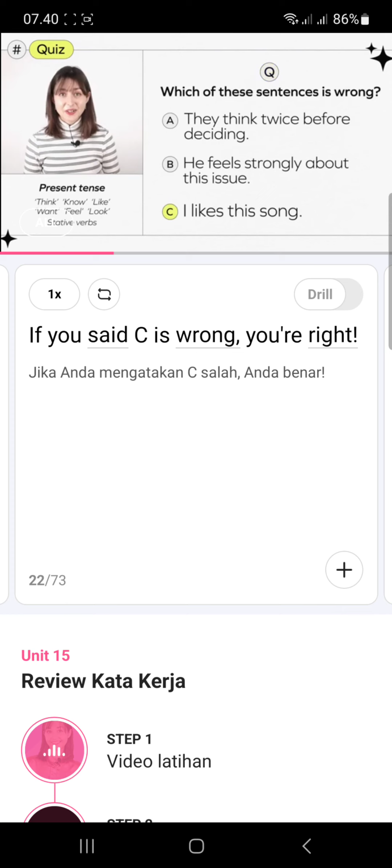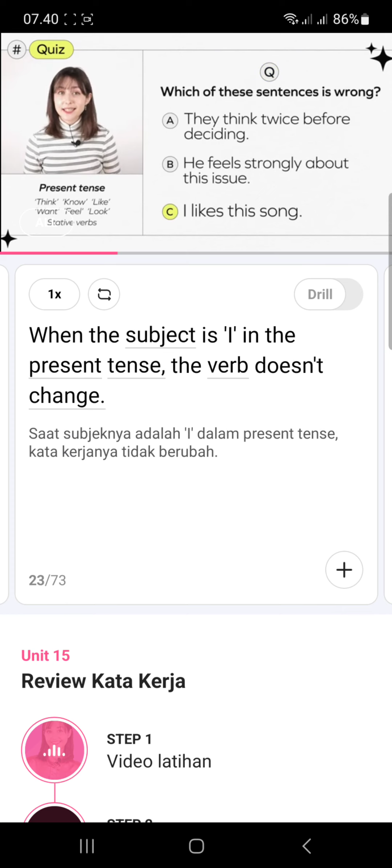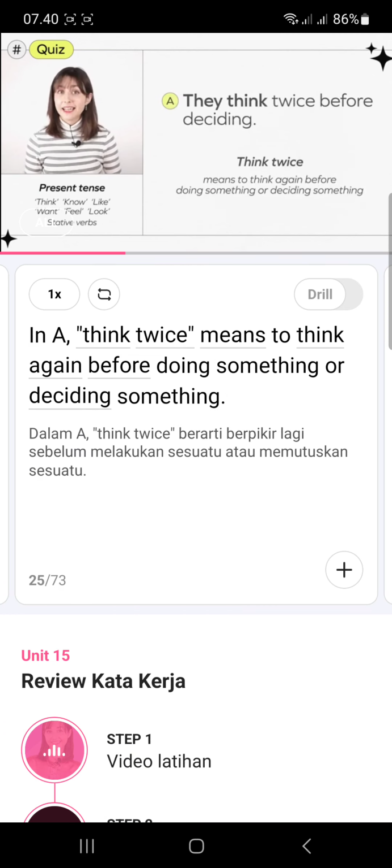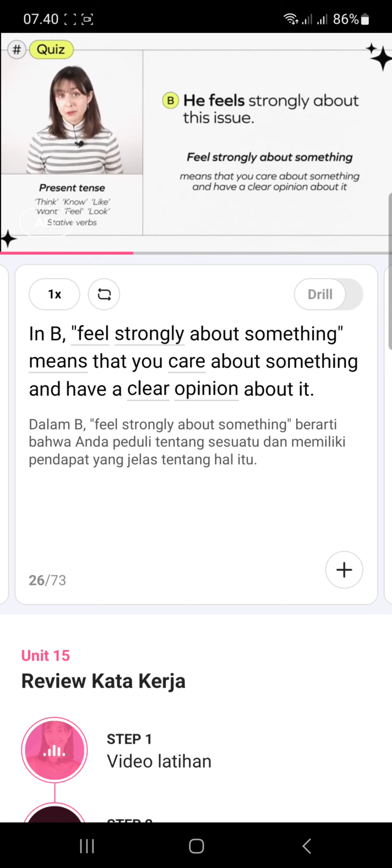If you said C is wrong, you're right. When the subject is I in the present tense, the verb doesn't change. I like this song is correct. In A, think twice means to think again before doing something or deciding something. In B, feel strongly about something means that you care about something and have a clear opinion about it.